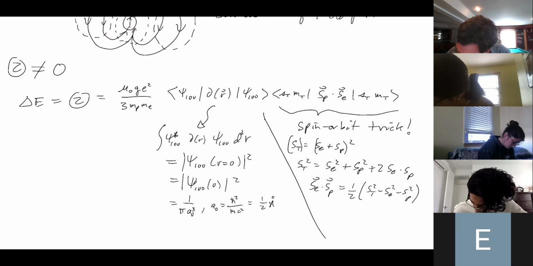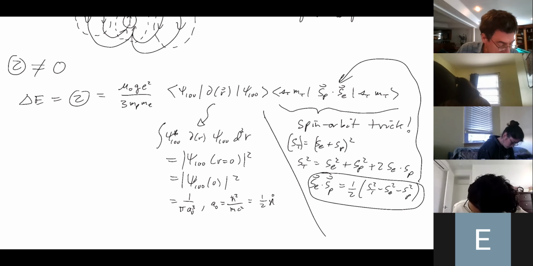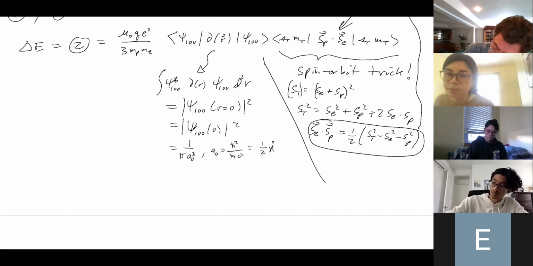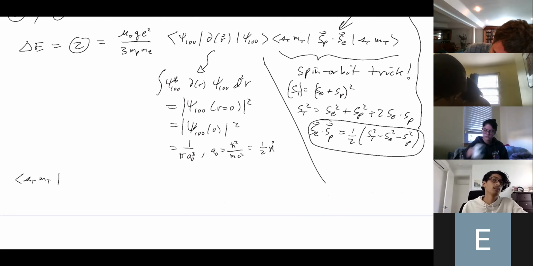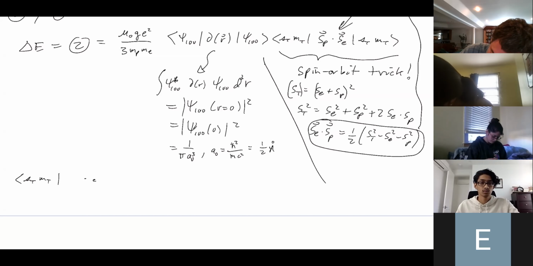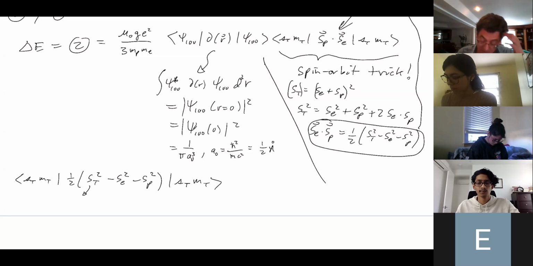And so now I'm going to plug this into there, and then we can evaluate it, because then you can see very easily that S total, M total, SP dot SE, I'm just going to replace it with this new thing, which is 1/2 (S total squared minus SE squared minus SP squared), acting on ST MT. And so when S total hits it, what is this equal to? What is that going to turn into? Can you tell me?